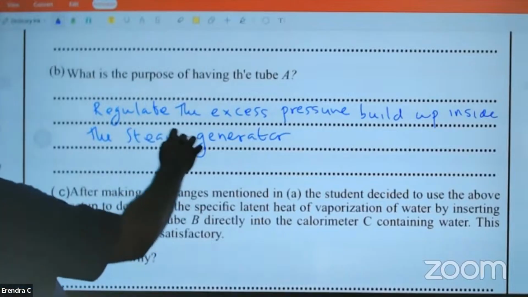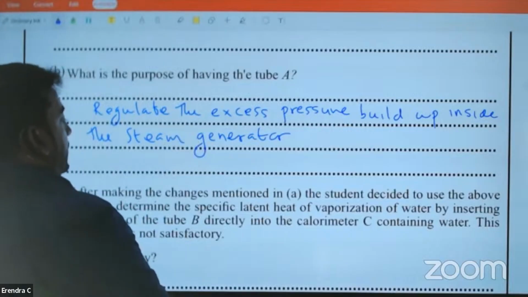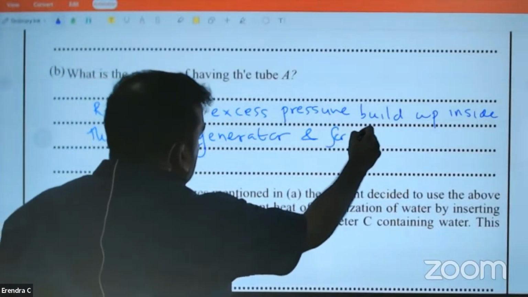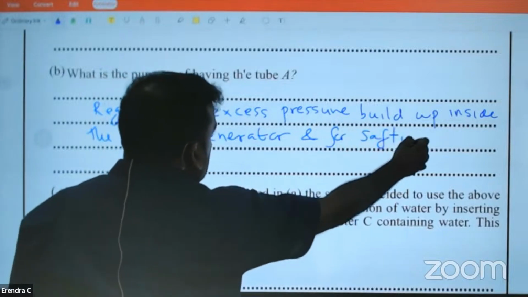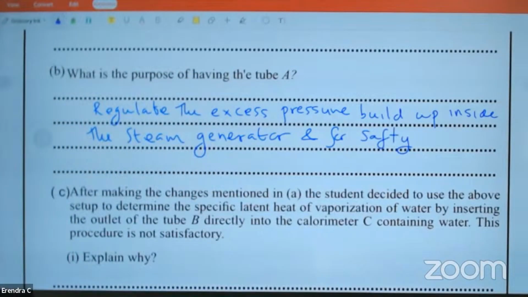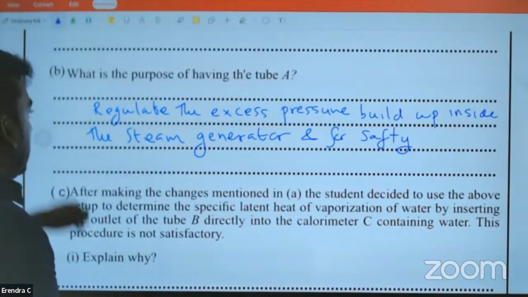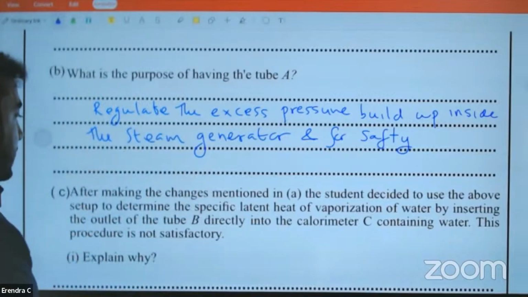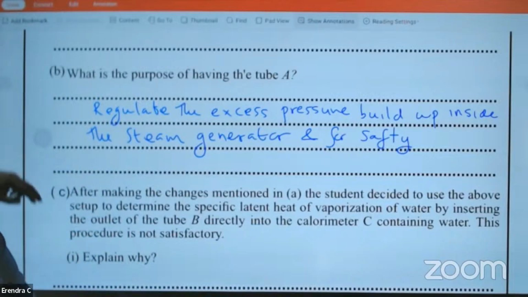So regulate the excess pressure buildup inside the steam generator. And for safety also you can put this. Now when it's inside, this excess pressure buildup will be stopped. Right.